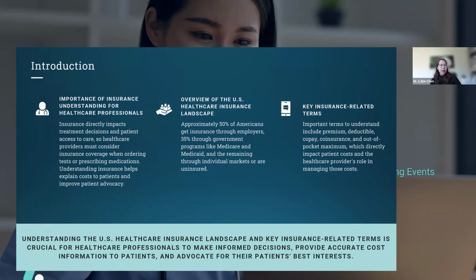Across the country, about half of all Americans get insurance through their employers, and about a third get their insurance through government programs, which are Medicare and Medicaid. And the rest, which is about 15%, are either getting their own insurance through the marketplace or they are uninsured.